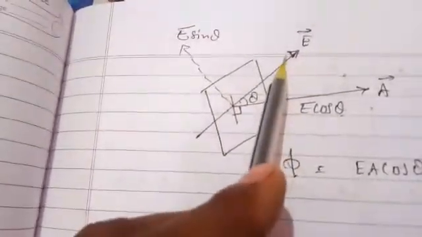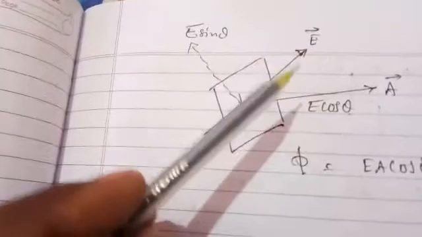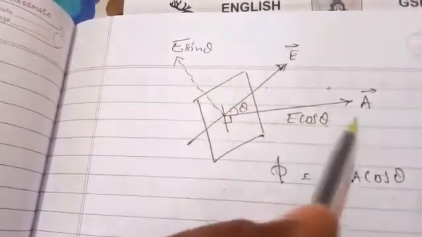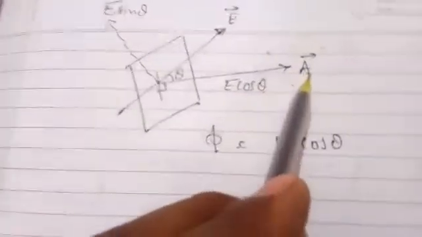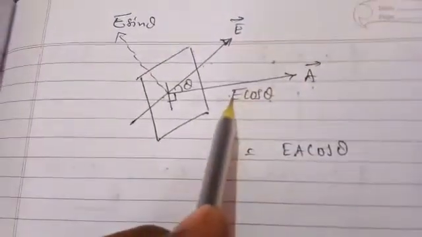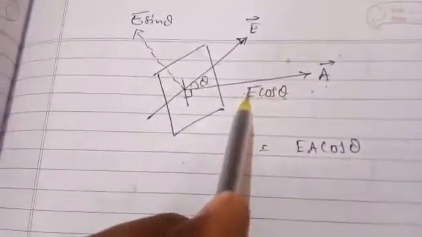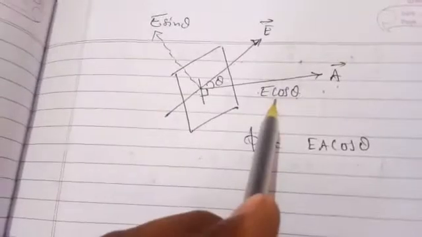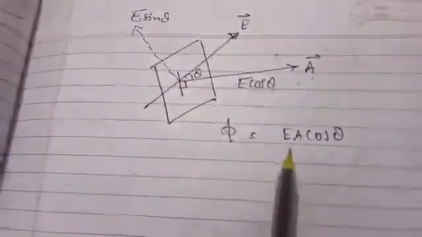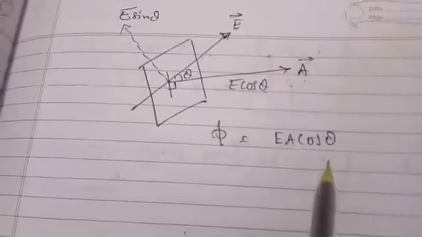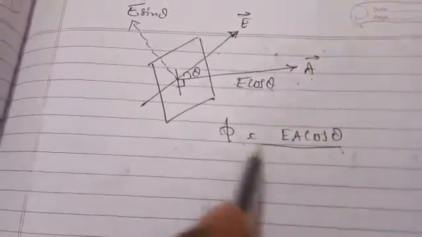But if the electric field is not perpendicular to the surface, what we have done is take the component of the electric field in the direction of the area vector, E cos theta, and multiply it by the magnitude of the area vector, and we get the flux. So this is what we have discussed so far.